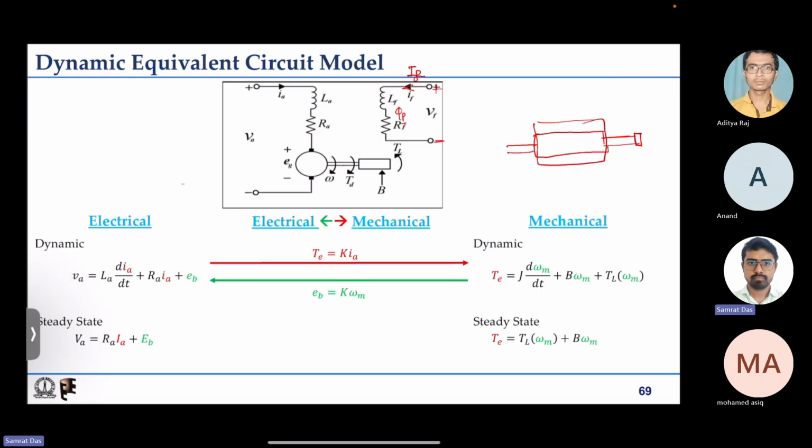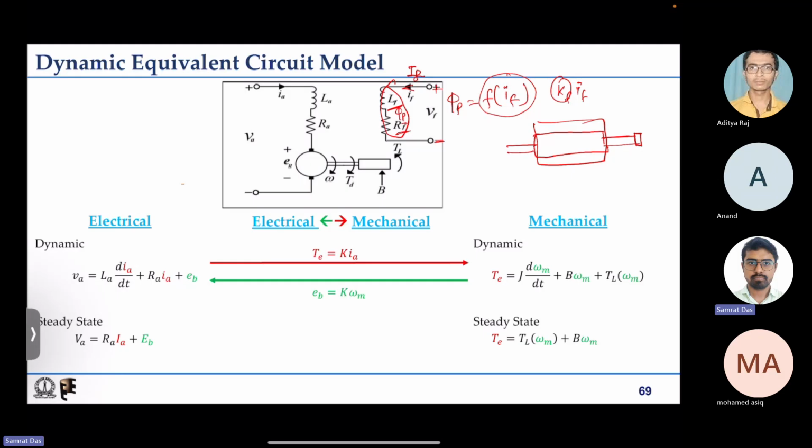For PMDC, we need not get those, because there is nothing called field inductance or field resistance. These parameters will not be there, and there is nothing called field current, or a function of field current that comes out to be the flux per pole. There is no such thing like the KF into IF that I have discussed. This KF is also not present. So these three parameters will not be there for PMDC motors, but all other parameters will be there.